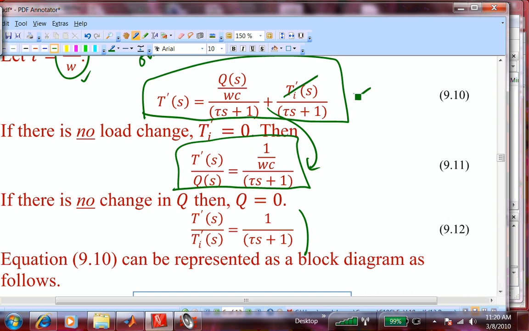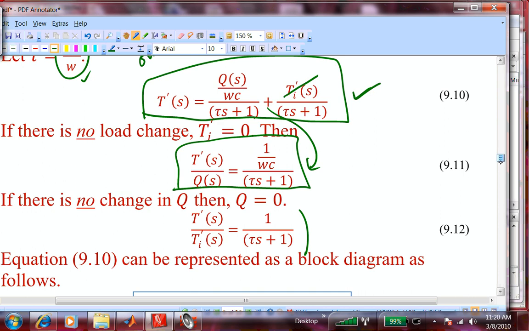What principle am I using here when I do that? Simultaneous change in the inlet temperature Ti and Q, and I want to predict the net effect on the outlet. Principle of superposition, because it's a linear system, right? So I can simply add the effects.